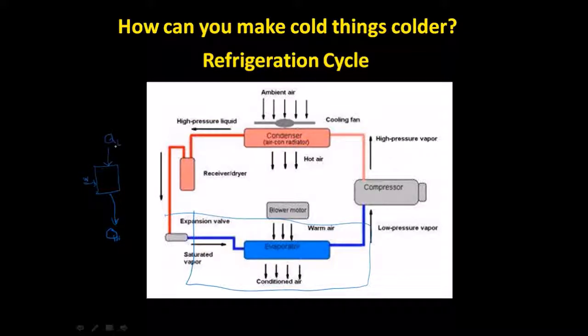The low temperature heat is coming from your house, and the sum of these two is equal to this one. It's still QH equals QL plus W. Only now the work is being done by the compressor. So there's always work involved, and we always still conserve energy. And that's how the refrigeration cycle works.